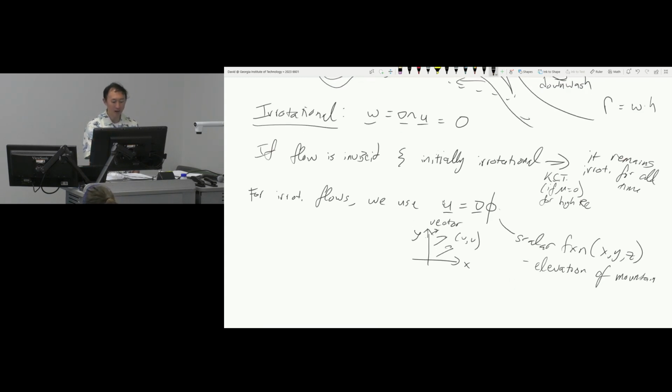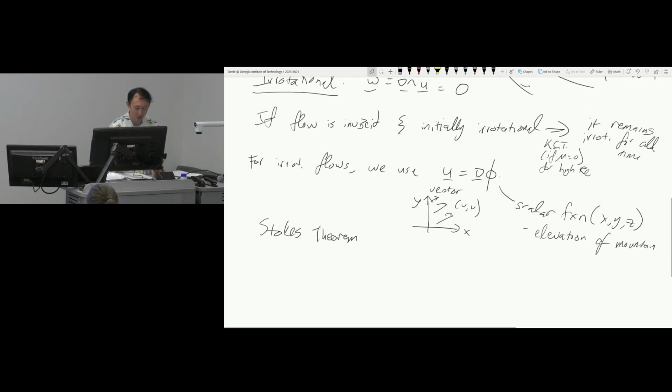And the reason why we can have this is because of Stokes' theorem. Stokes' theorem tells us how circulation is related to curl. Stokes said, hey, if I want to calculate this line integral of the velocity, in this case the circulation, then I don't have to actually go along that line. I can just calculate how much stuff is in this area.